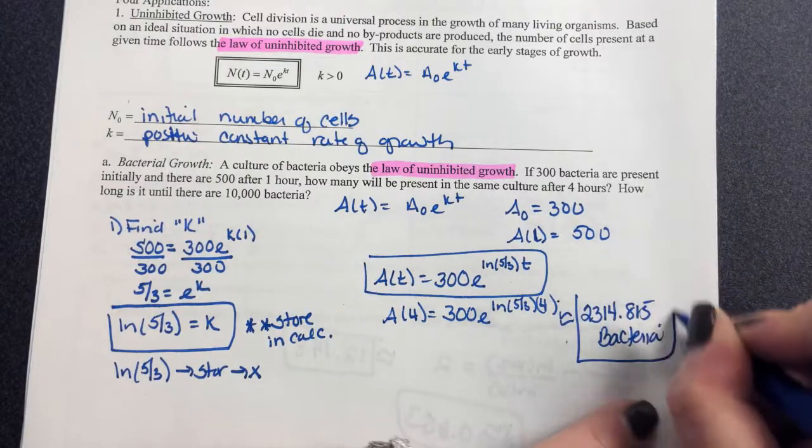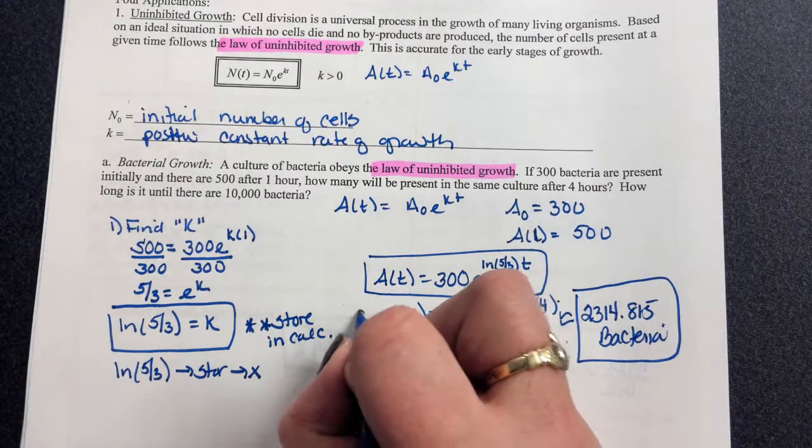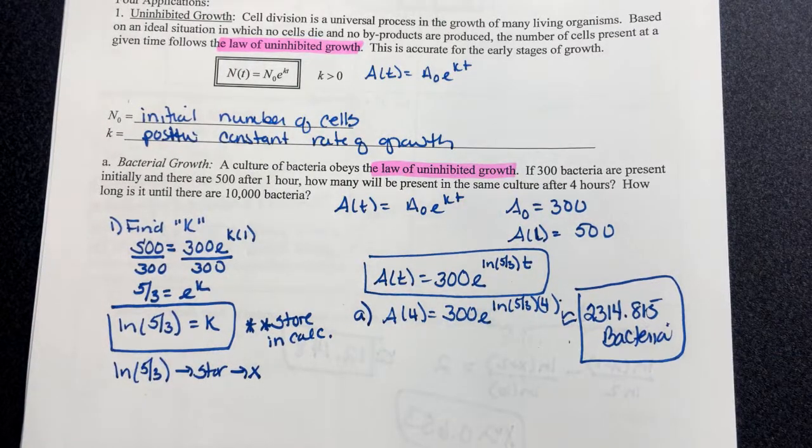So how much bacteria is present after 4 hours? Okay, so that's part 1. I'll just call that part A. Part B: How long is it until there are 10,000 bacteria?